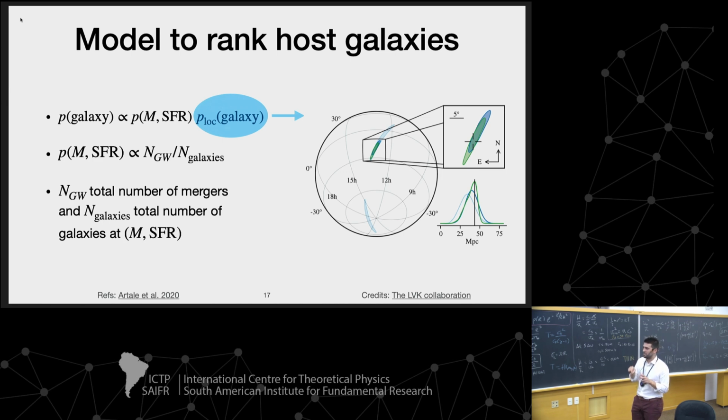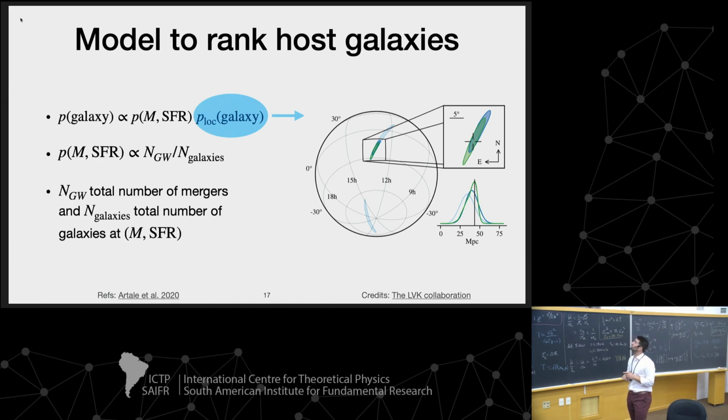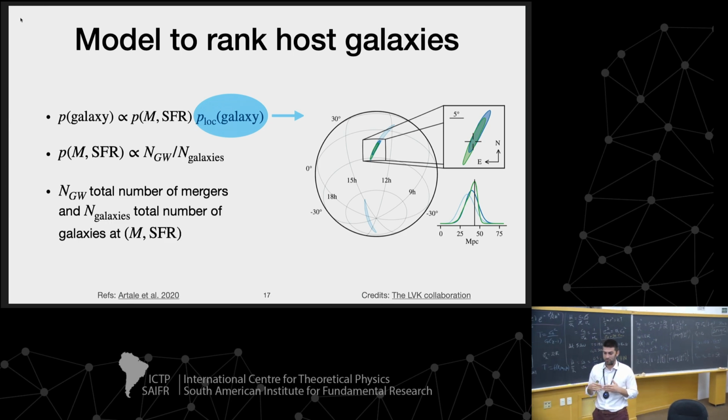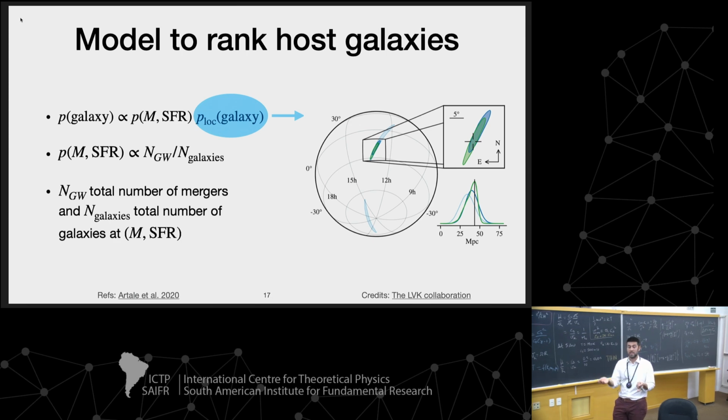For example, if it sits in the 20% credible interval of the sky localization, it has a higher probability than a galaxy that is far away from this 20%. We can do that because up to a certain redshift, we have complete galaxy catalogs. We almost know all the galaxies that are sitting close by. So we can use these galaxy catalogs to rank the galaxies based on the sky localization.